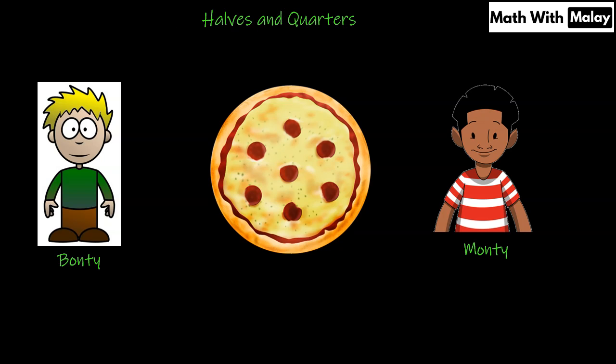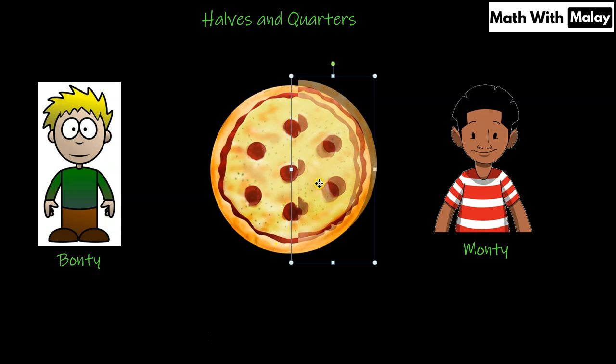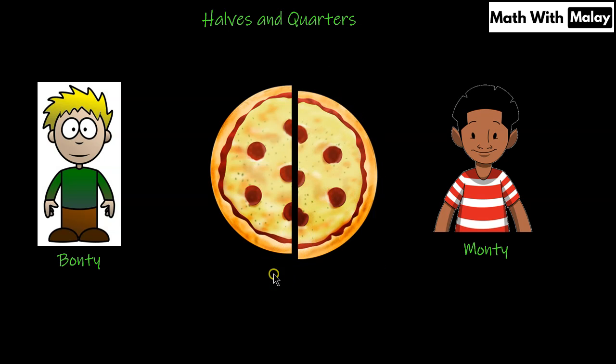Before we get started with fractions, let's look at this story. We have two friends, Bonty and Monty, and they got a pizza and they want to eat it. This is a delicious pizza. Everybody wants to eat it, right? So what will they do? How will they share? They will make it two parts, and that too two equal parts. That is how they can share the pizza. So this part is for Bonty and this part is for Monty. That is how they will share the pizza.